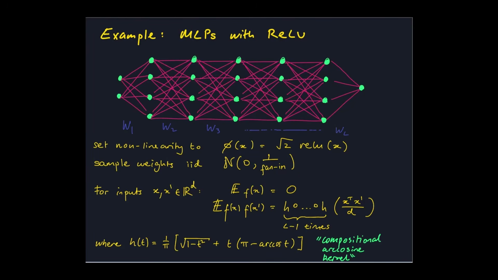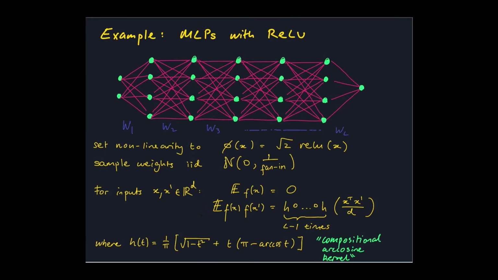And then what you can prove is that the expectation of the network output is 0. This is a network with no nonlinearity on the output. So that makes sense that it's mean 0, because the last layer is a linear layer, so the mean should be 0.